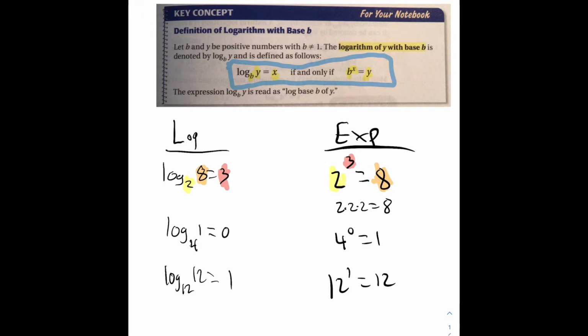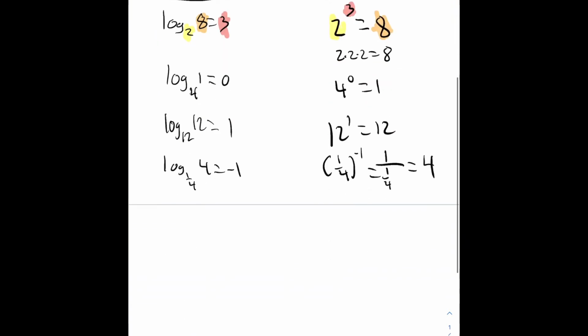And then log base 1/4 of 4 equals -1. When we convert this to exponential form, we get something like this, which again is a fraction over a fraction. Keep, change, flip, you end up getting 4. Okay, so that can be rewriting. We can also evaluate them.